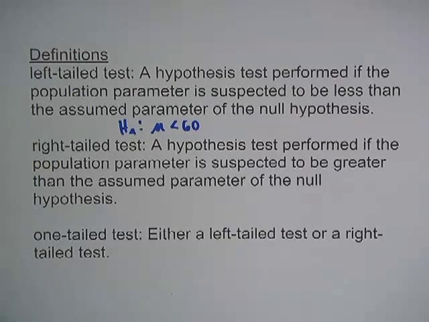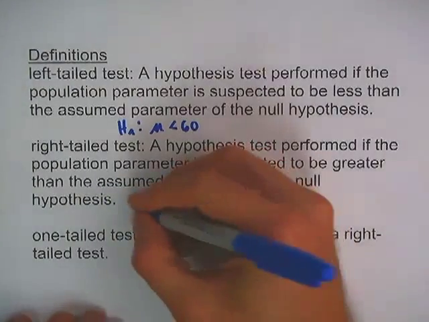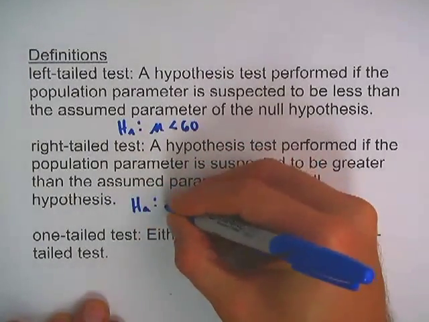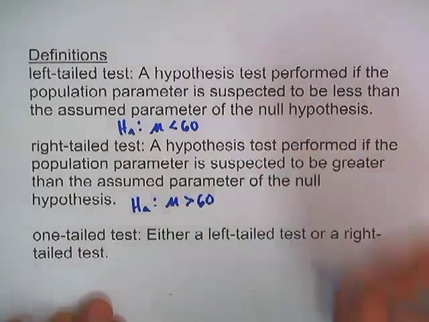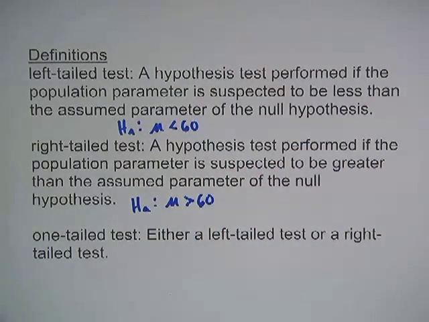So a right-tailed test is a hypothesis test performed if the population parameter is suspected to be greater than the assumed parameter of the null hypothesis. If I were doing a right-tailed test, my alternate hypothesis would be that mu is greater than 60. So if I think they're overfilling those bags, so they're giving more than 60 chips, I would want to test this alternate hypothesis, which would be a right-tailed test. Then a one-tailed test is just either a left-tailed or a right-tailed test. So both of these are types of one-tailed tests.